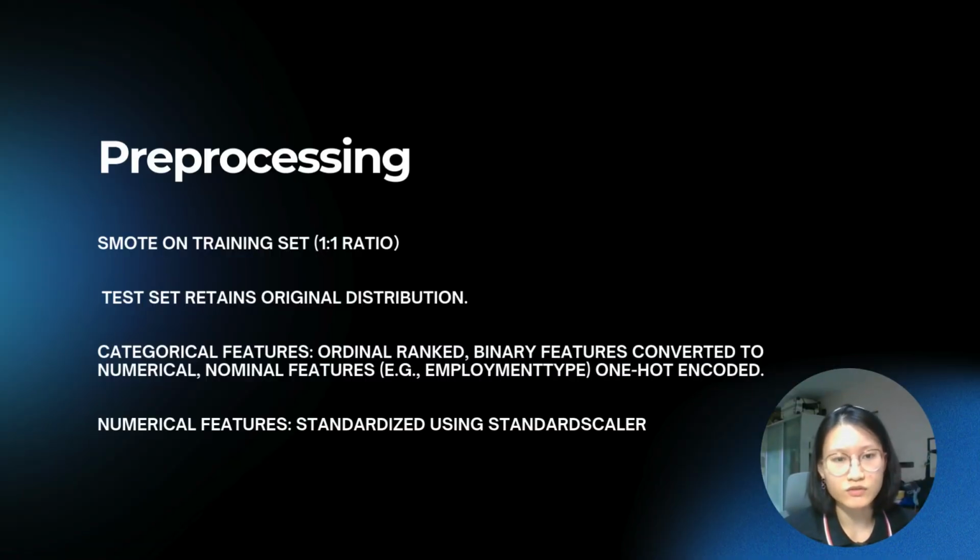For categorical features, we use ordinal ranking for ordered categories, convert binary features to numerical, and one-hot encode nominal features like employment type. Numerical features such as loan amount are standardized using StandardScaler to ensure consistent scaling across models. This prepares our data for effective model training, which we'll cover next.